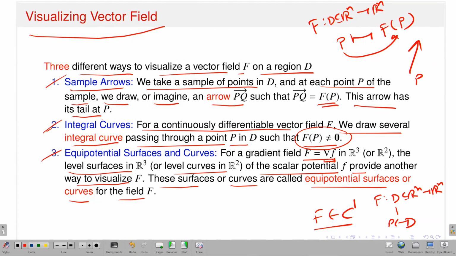So this last one is for a special type of vector field, called the gradient vector field. That means you start with a scalar potential or scalar field, you take the gradient, it will be a vector field, and then you know the corresponding meaning of level surfaces. If I am in R3, it is level surfaces. If I am in R2, that is called level curve. Now you can draw level surfaces and level curves, and with that you can visualize your vector field capital F, which is nothing but grad of f. So this is the last one, and those kinds of surfaces and curves are called equipotential surfaces or curves.